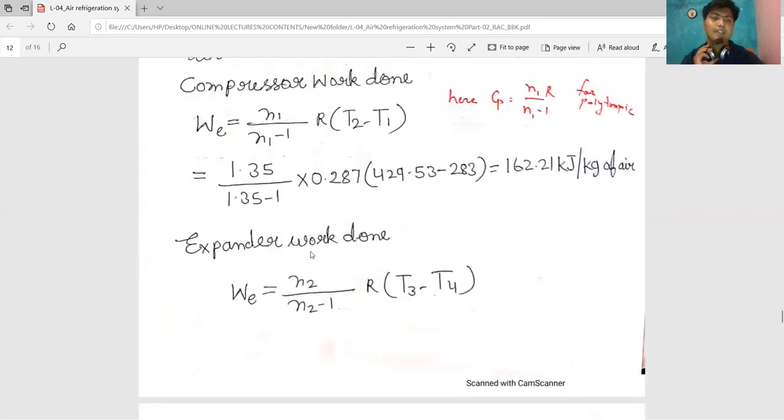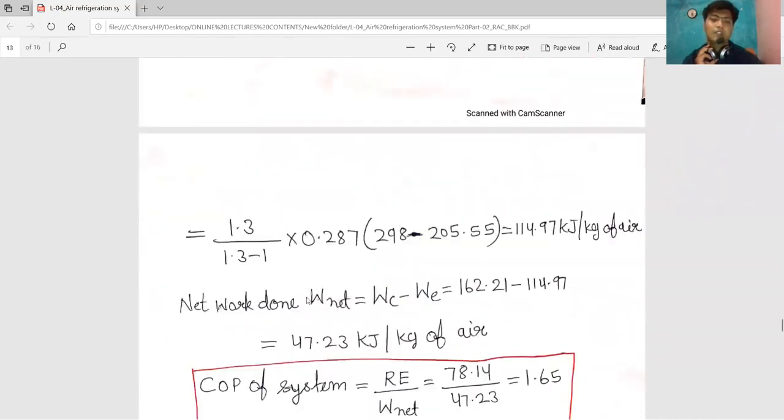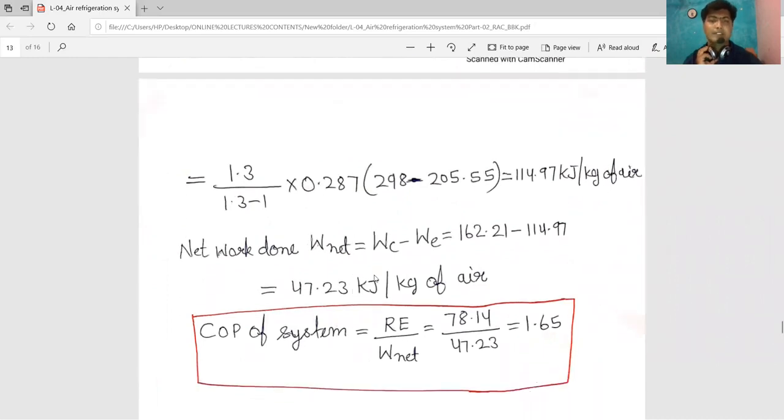And next, expander work done. It also follows the polytropic process. For polytropic process, expander work is equal to n2 divided by n2 minus 1 into R into T3 minus T4. Put all the values and we calculate the expander work as 114.97 kilojoule per kg of air. So net work is equal to W compressor minus W expander, that is 47.23 kilojoule per kg of air.